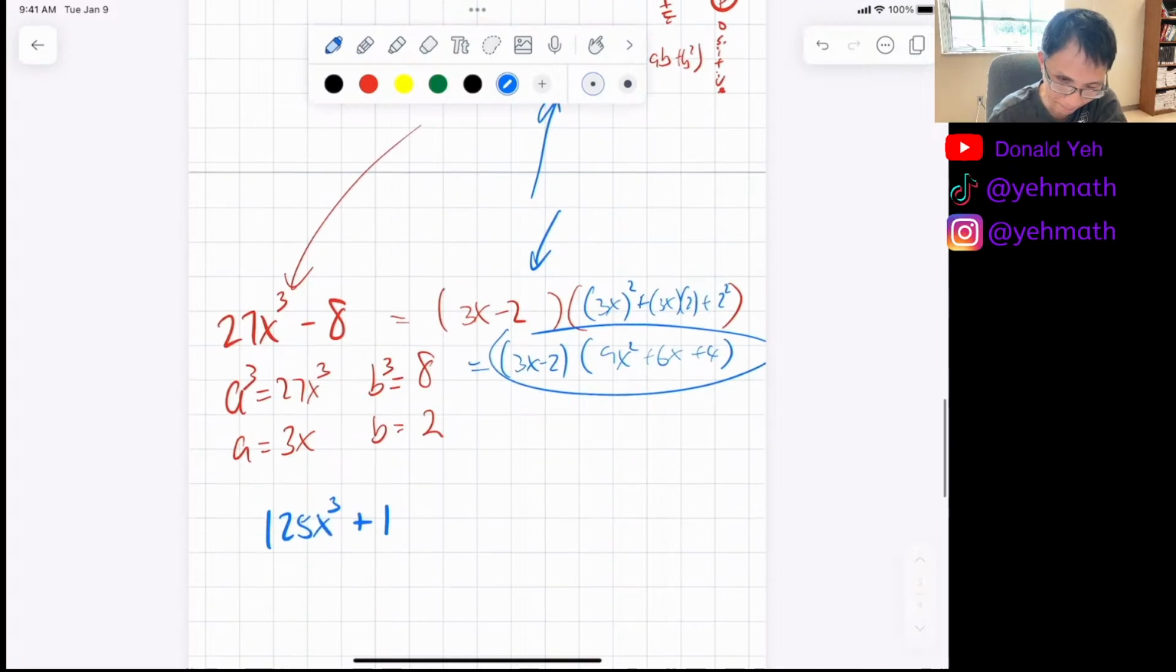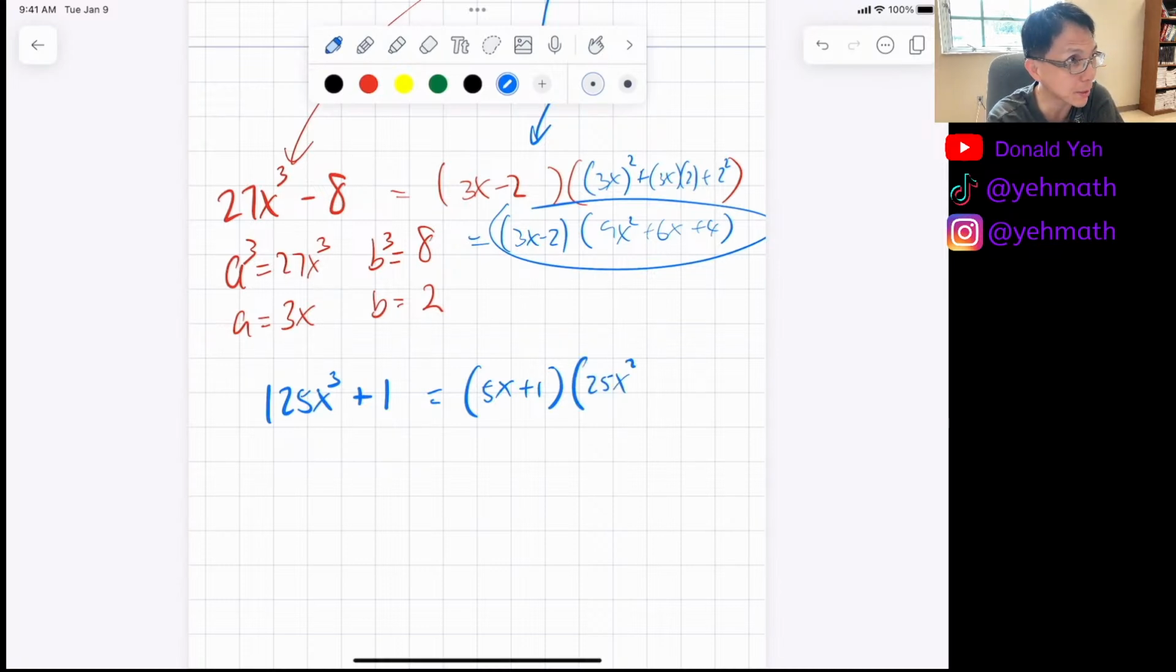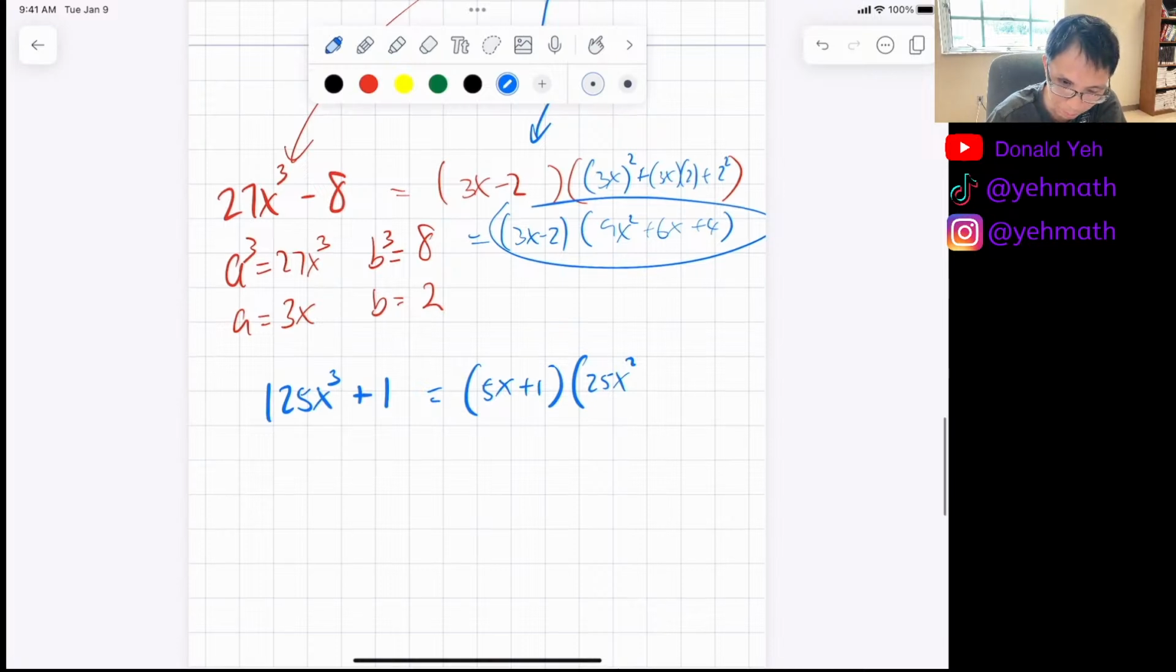Okay. All right, so if you do it properly, it's going to be 5x plus 1 because that's a and b. And this is 25x squared, not 5x squared. Most people make the mistake of writing 5x squared because of the whole thing squared. Minus 5x plus 1. And that's how to factor sum and difference of a cube.